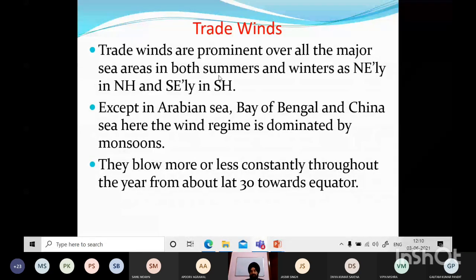Except उन्हीं latitudes पे if you come to the Arabian Sea, Bay of Bengal, China Sea, यहाँ पे आपका जो wind regime है that is dominated by monsoons. Latitudes ऐसे हैं, होना तो northeasterly, basically winds तो northeasterly हैं, but इनकी direction जो है वो change हो जाती है. Why? Because of the land masses. There is a huge Asian continent. तो उसके करके अब इनका नाम भी थोड़ा सा change हो गया. Monsoons, they blow more or less constantly throughout the year about latitude 30 towards the equator.